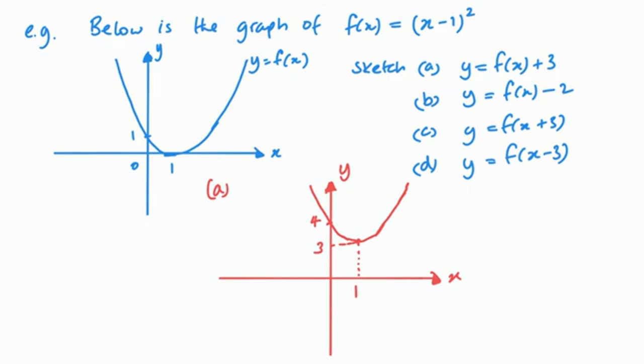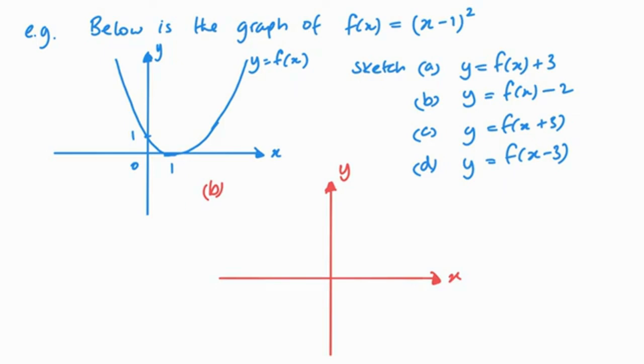And there's my sketch, and that's all I need to do. I just need to show the points where it crosses the axes, and it's useful also to show your turning points. Now for B, we're looking at y equals f of x minus 2. So I'm taking my original graph here and I'm moving it down 2. So in the vertical direction, it's going to be moving down 2.